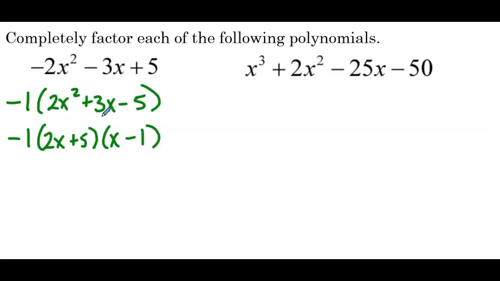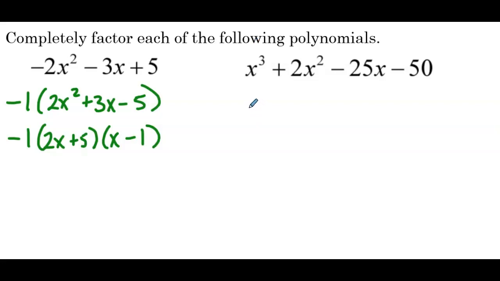Now, this doesn't have to be done as a two-step problem. You could have looked at the original trinomial and factored directly from that step. You would have either got (negative 2x minus 5) times (x minus 1), or (2x plus 5) times (negative x plus 1). Those are correct as well, but I find it easier to take the greatest common factor of negative 1 out, and the trinomial is just a little simpler to factor.